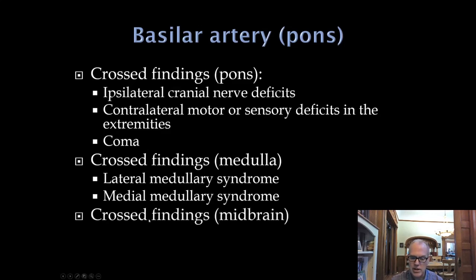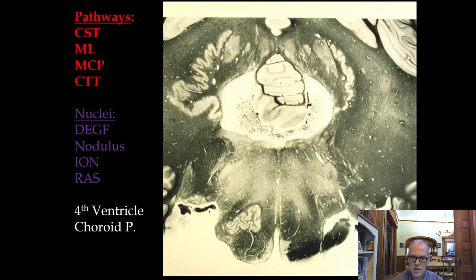Okay, and then in the next lecture, we'll talk about a crossed syndrome in the midbrain. But just remember, that's always our rule of thumb with a brainstem lesion: ipsilateral cranial nerve, contralateral motor or sensory.